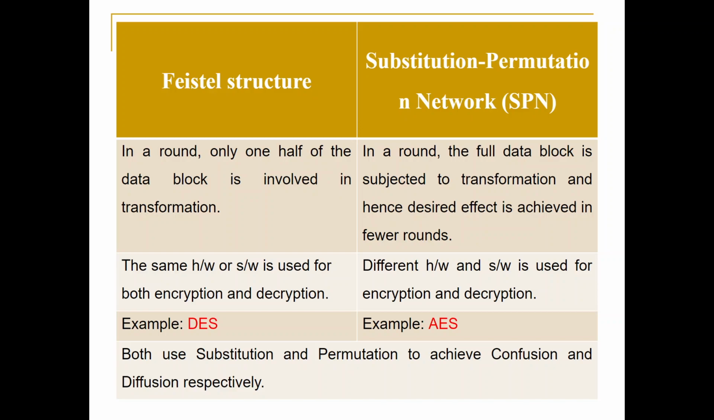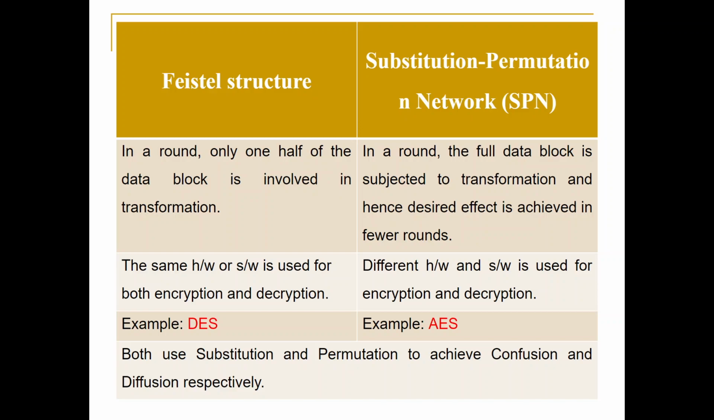And in Feistel Cipher, we use the same hardware or same software for both encryption and decryption. That is a great advantage. With the substitution permutation network, we will be using a different hardware circuit and different software for encryption and decryption. That is slightly a disadvantage.